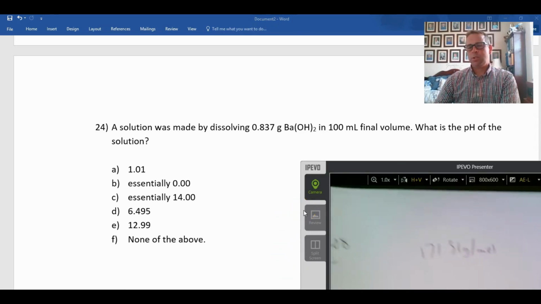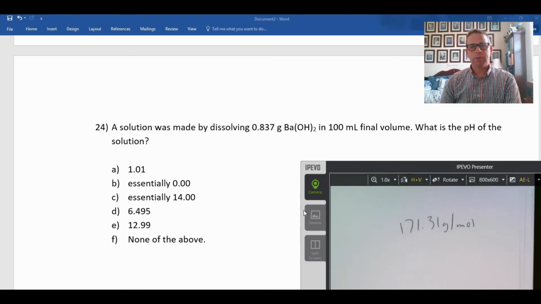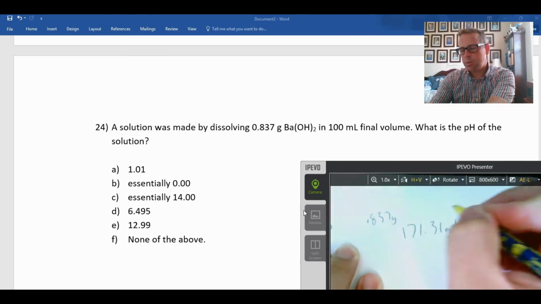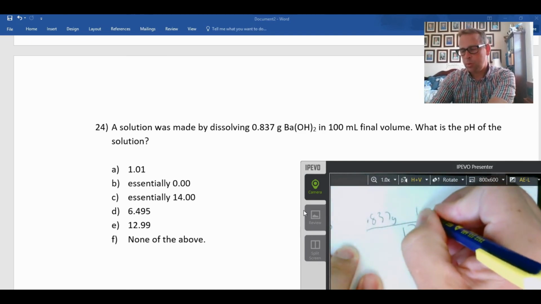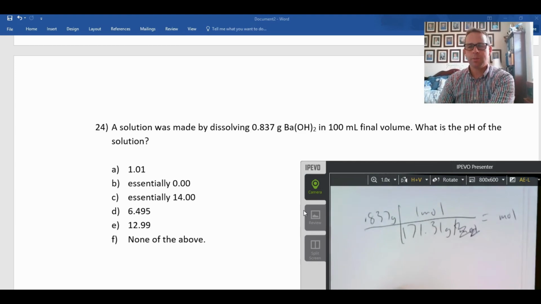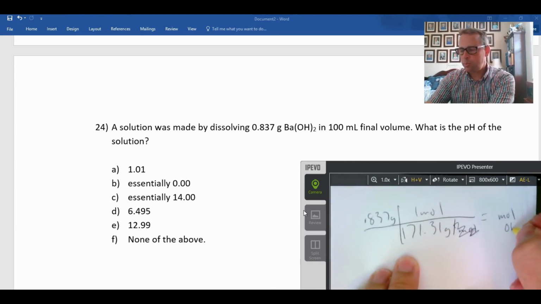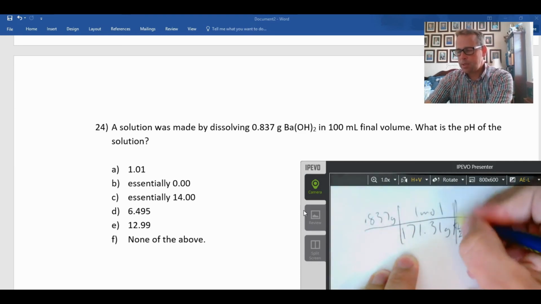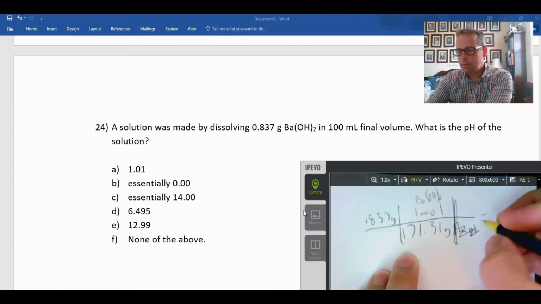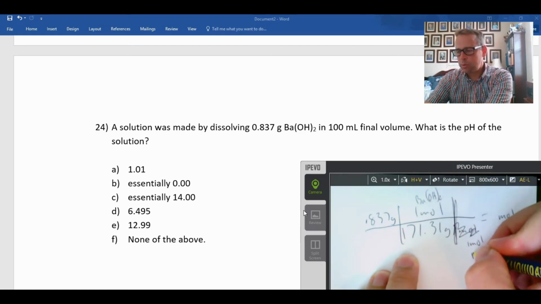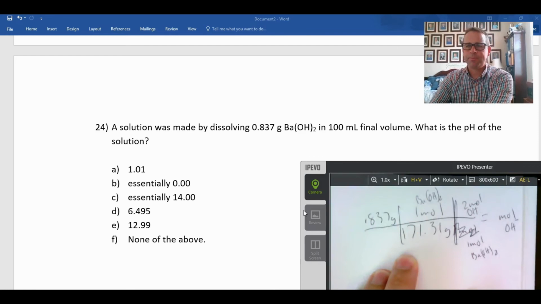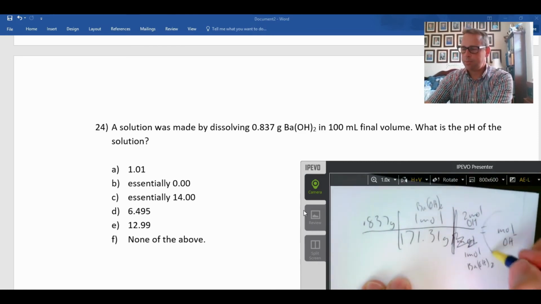All right, 171.31 grams per mole, and I have 0.837 grams. 1 mole is 171.3 grams, so this will tell me how many moles of the barium hydroxide I have. What I really want to know is moles of hydroxide ion, right? And this is where it kind of gets tricky, because for every mole of barium hydroxide, I have 2 moles of hydroxide ion.